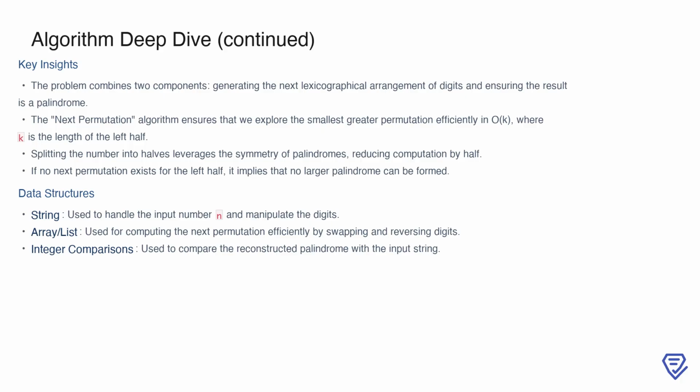unnecessary computation. In terms of data structures, the problem is handled efficiently using strings to represent the input and arrays or lists for manipulating digits during the next permutation process. Comparisons between integers are used to validate that the reconstructed palindrome is indeed greater than the original input. This structured approach ensures both accuracy and efficiency in solving the problem.